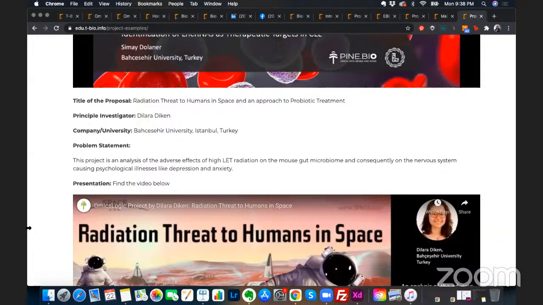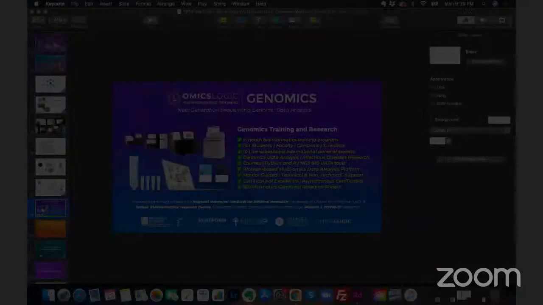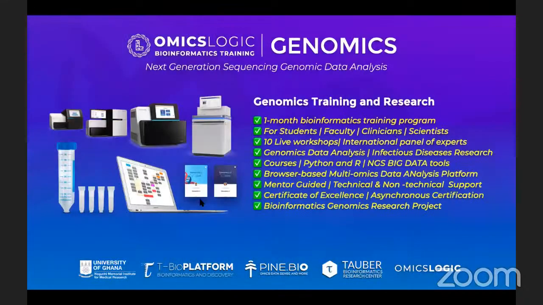As for the next steps, what are the different options that you have to join a program like this? As I mentioned earlier, you have the upcoming genomics program as part of the next step, or the phase 2 of the bioinformatics for infectious disease program. This is open for registration if you are interested. We have also mentioned the research fellowship.